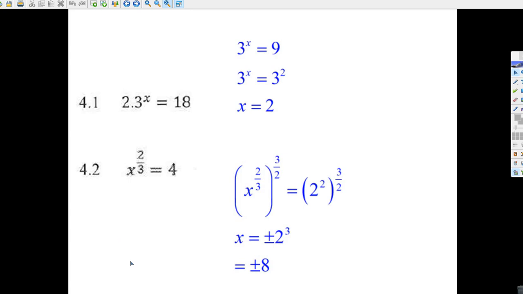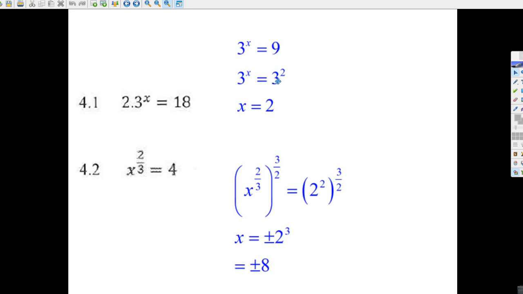Okay, we're doing some more exponential, this time equations, exponential equations. We've got 2 times 3 to the x equals 18. Well, if you want to solve for x, you need to get the x by itself. We'd like to get rid of that 2. Divide both sides by 2. 18 divided by 2 is 9.